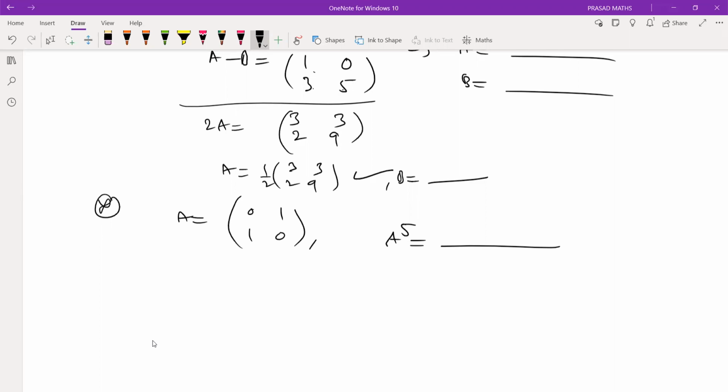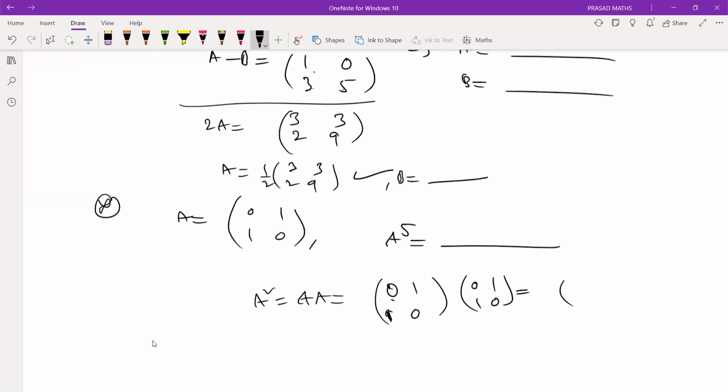Now what is A to the power 5? Anybody? Look at A squared, look at the nature of A squared: 0, 1, 1, 0 into 0, 1, 1, 0. First you need to write what A squared is. What is the definition? A into A. What is A? 0, 1, 1, 0, and 0, 1, 1, 0.